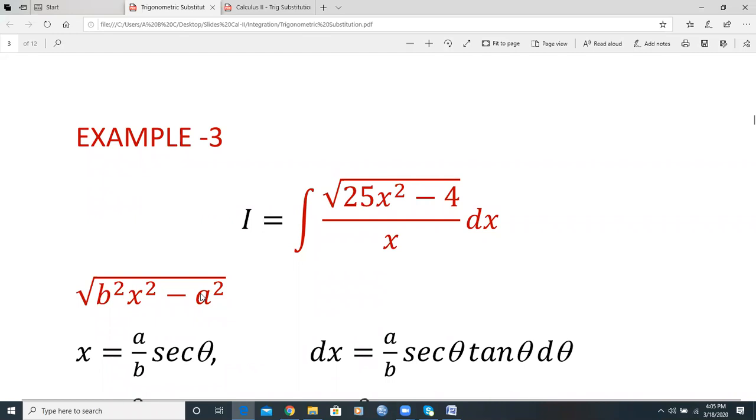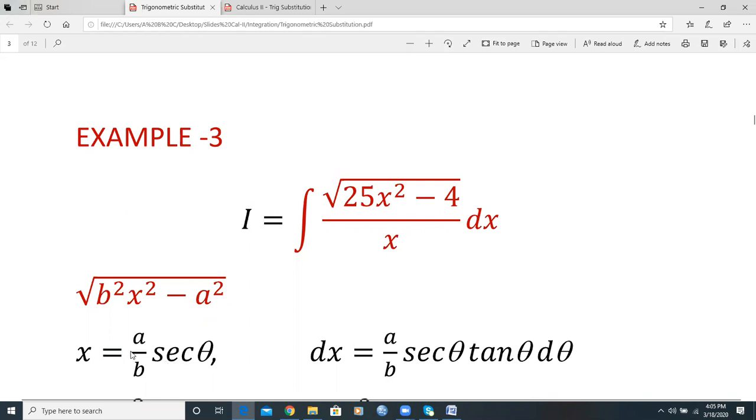We bring a square outside from the integral, it becomes sec square theta minus 1, and sec square theta minus 1 is basically tangent square theta. So when we put tangent square theta here, the square root is eliminated. Therefore, for this type of integrand, when we have square root b square x square minus a square, we make the substitution x is equal to a over b sec theta.